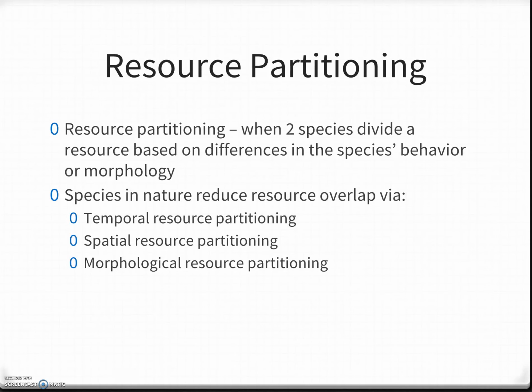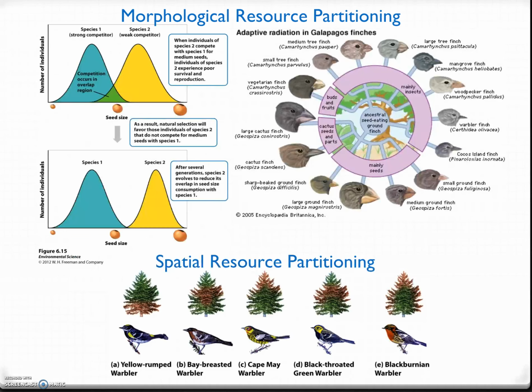Resource partitioning. This is a little further down here. It's when two species divide a resource based on differences in the species' behavior or morphology. So they are going to divvy up the resource based on things that they choose to do or adaptations that they have. Species in nature reduce resource overlap via temporal or spatial or morphological resource partitioning. We'll take a look at all of these really quickly here.